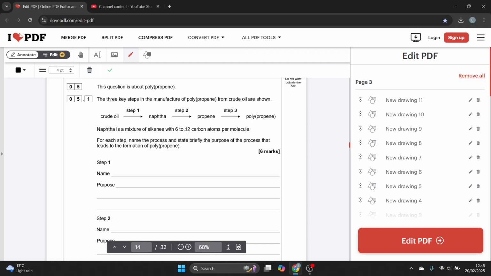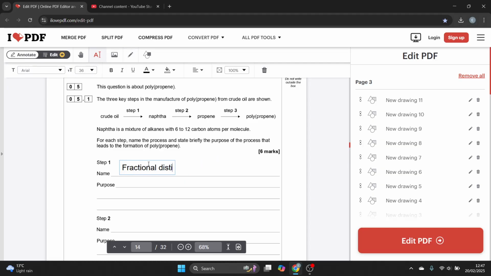For each step, name the process, state briefly the purpose, process, at least formation of polypropylene. So crude oil to naphtha, well, what's that going to be? Naphtha to propene, well, that's going to be thermal cracking, because I'm forming alkene, and then propene to polypropylene, addition polymerization. For the first one, crude oil to naphtha, it's going to be fractional distillation.